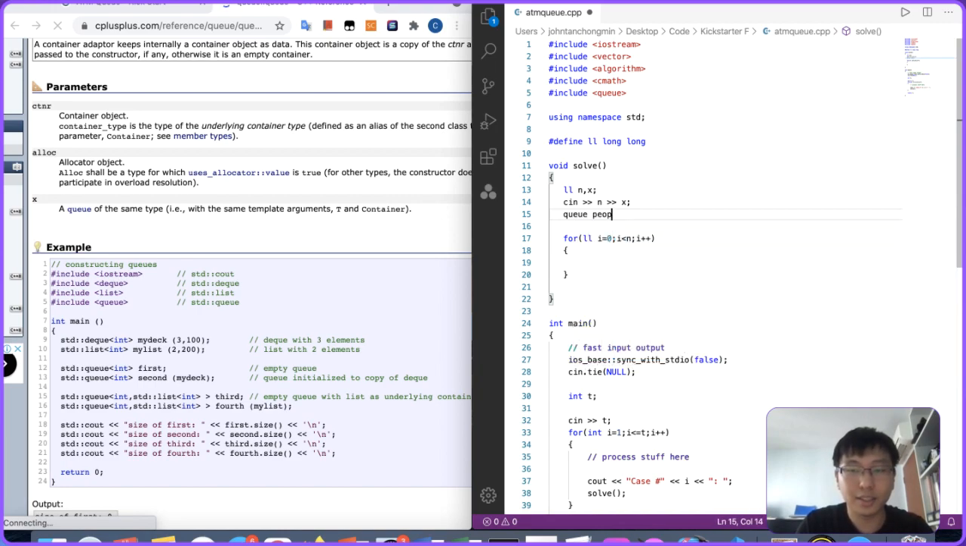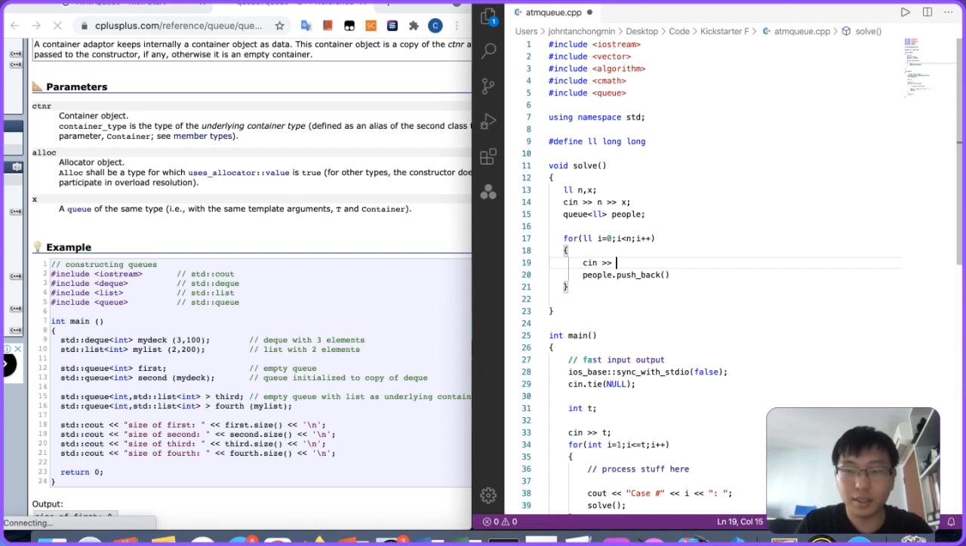People. Let's just call them people. Okay. And this one will be a long. Okay. So actually, this should be a queue of long people. Okay. People dot push back, cin amount. Okay. So I have an amount here. So over here, actually, I should do a pair here. Okay. Because we want the index also.